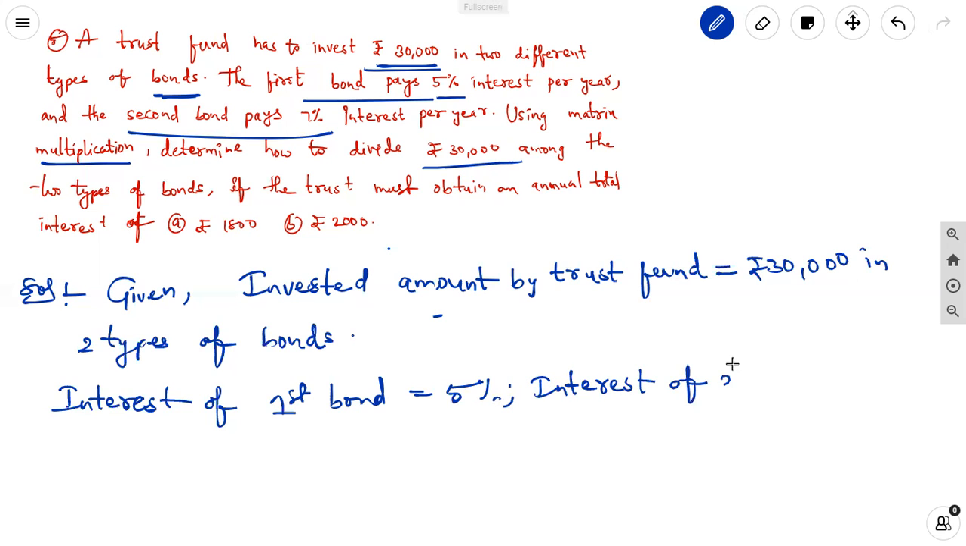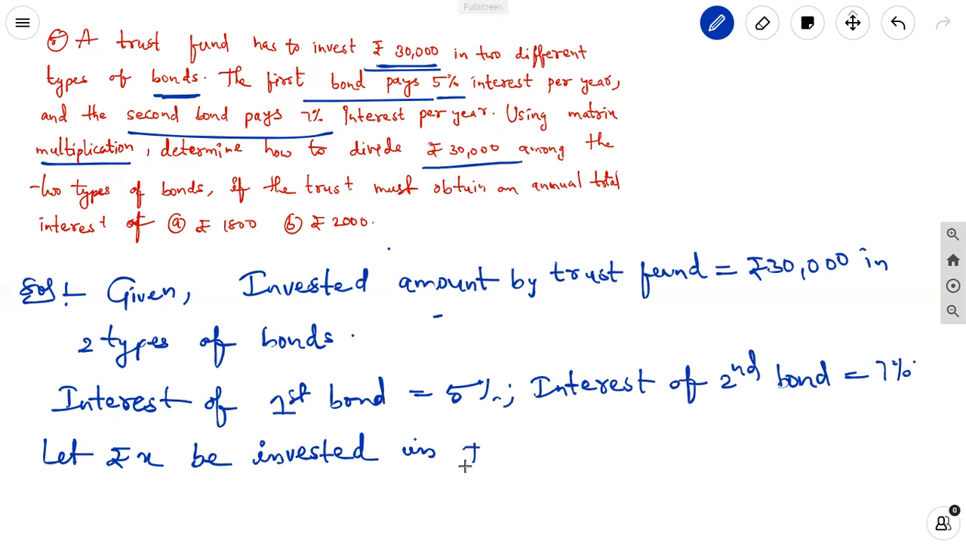Interest of second bond equal to 7 percentage. We are taking in the first bond, they are investing X rupees. Let rupees X be invested in first bond. And from 30,000, we can subtract X rupees. Then it is the amount invested in the second bond.